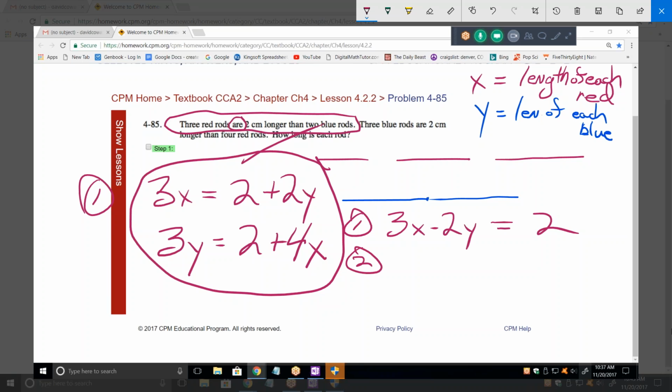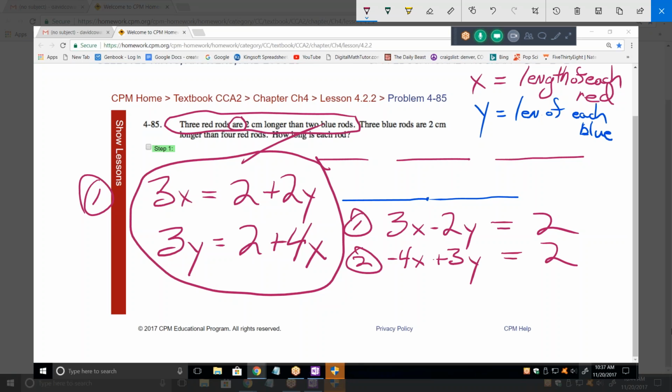Do the same to the other, putting it in the same standard format. So 3y minus 4x equals 2. You got the y in front. We don't want the y in front. In order to eliminate these things, they need to be lined up. So we don't want one equation to have y in front, x second, and the other one vice versa. Standard format means you put the x first, the y second, and the number on the other side. So minus 4x plus 3y equals 2. Okay.